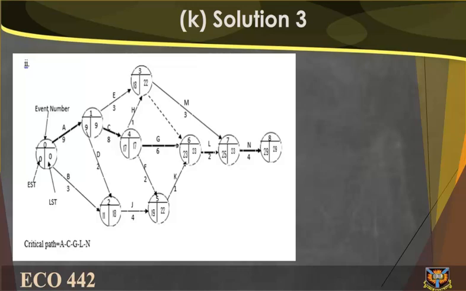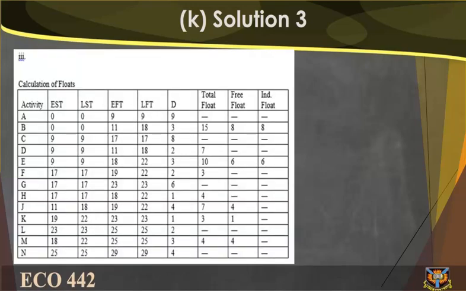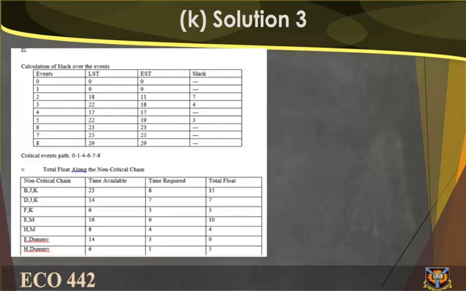2. See figure 2. Critical path equals A minus C minus G minus L minus N. 3. Calculation of floats. 4. Calculations of slack over the event. Critical event path 0 minus 1 minus 4 minus 6 minus 7 minus 8. 5. Total floats along the non-critical chain.